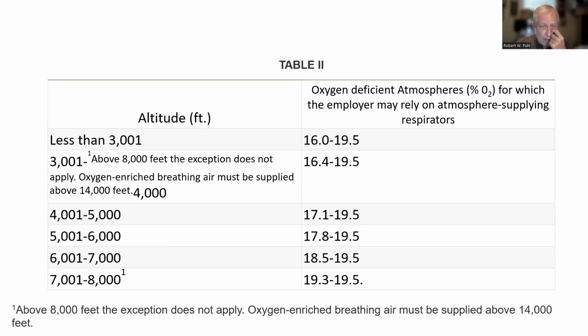There's your Table 2. All right, there's your altitude, less than 3,001 feet. So you've got to know kind of what your altitude is. Oxygen deficient atmosphere, percent of O2, for which the employer may rely on atmosphere supplying respirators. So they all stop at 19.5. The higher up you are, the higher the bottom of that is. Above 8,000 feet, the exception does not apply. Oxygen-rich breathing air must be supplied above 14,000 feet. So at less than 3,000 feet, you have a little bit lower limit on the oxygen deficient atmosphere if you're at a lower altitude. At higher altitudes, it gets closer to being 19.5, as you can see.